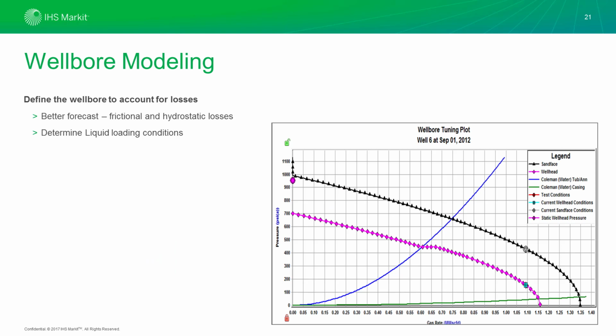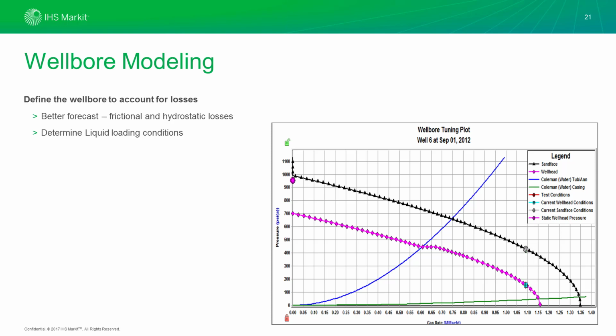Once we have those types of items, before doing the forecast and validation, you also want to include the wellbore component and make sure you are accounting for frictional and hydrostatic effects through the wellbore. The plot that we see here shows the pressure versus gas rate. The black line indicates the inflow capability at bottom hole conditions, and the pink line indicates the wellhead operating conditions. If we draw a vertical line from that black line down to the pink line, it indicates the total frictional and hydrostatic pressure losses within the wellbore.